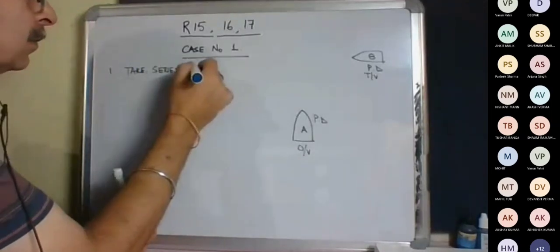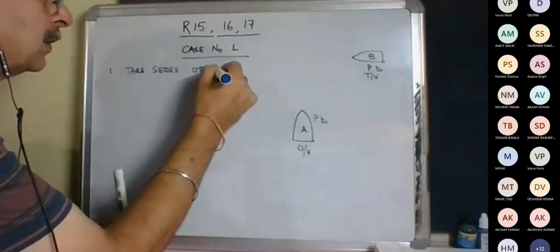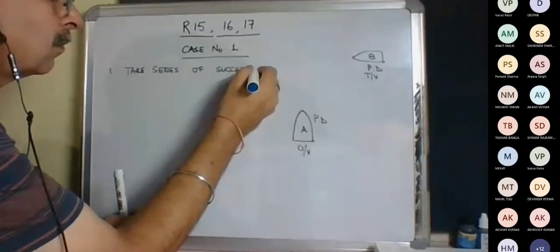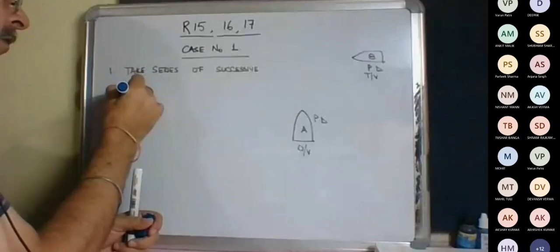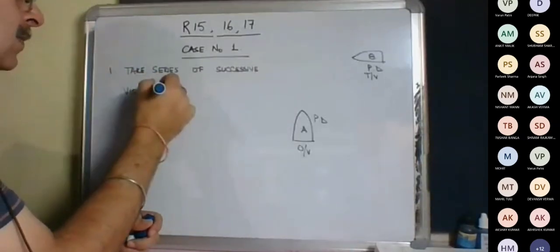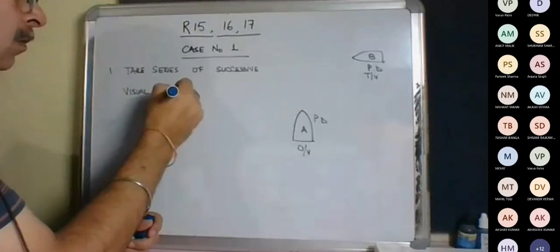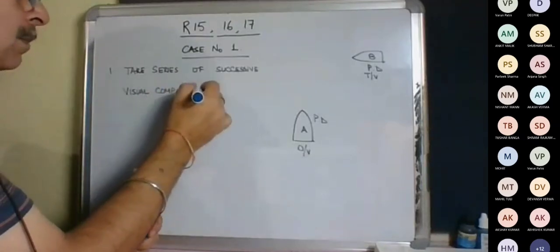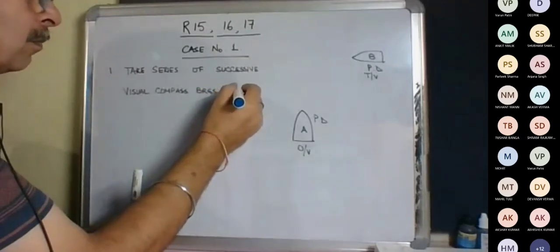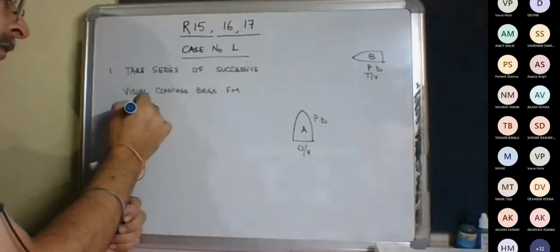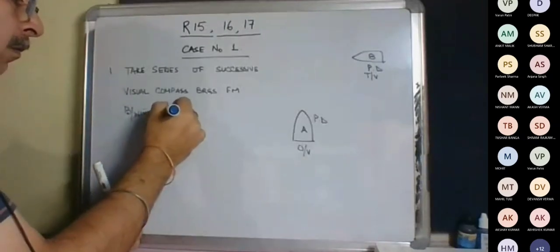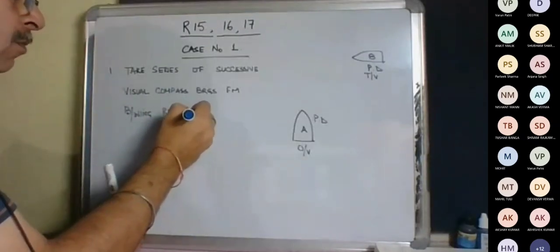a series of successive visual compass bearings. No radar bearings. Visual compass bearings from bridge wing repeaters. Each of the words is very, very important.